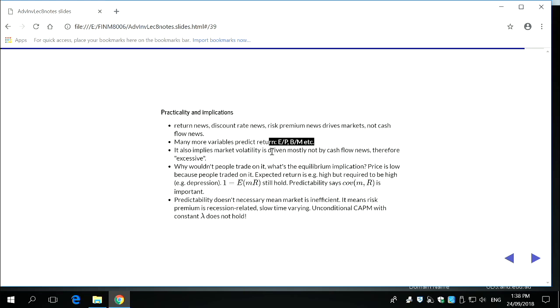So the market volatility is mostly driven by the expectation changes in returns, not by the cash flow news. So in that sense, you can say the market volatility is actually excessive. Market volatility is not really reflecting what's called fundamental, which is the cash flow news. It's reflecting the future expected return changes.